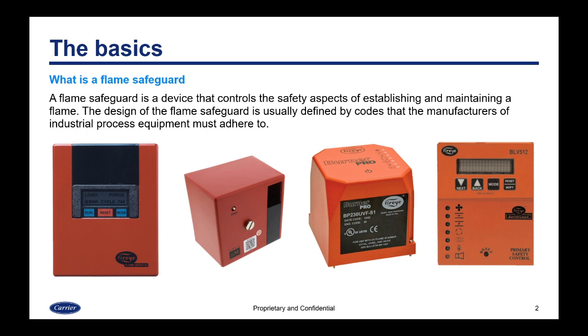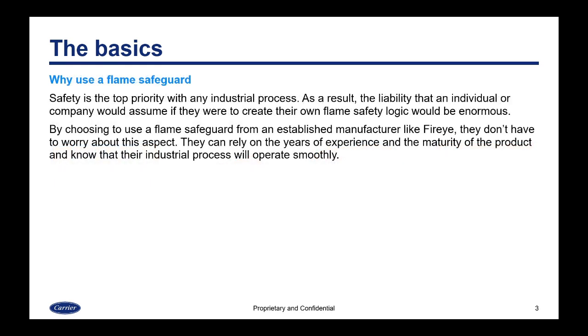So why use a flame safeguard? Safety is the top priority with any industrial process. As a result, the liability that an individual or company would assume if they were to create their own flame safety logic would be enormous. So what does that mean? That means you could establish a flame using PLCs or other logic, but there is liability involved with that. So when you choose to buy a flame safeguard from an established manufacturer like FireEye, you don't have to worry about that aspect. You can rely on the years of experience and maturity of the product and know that the industrial process will operate smoothly.